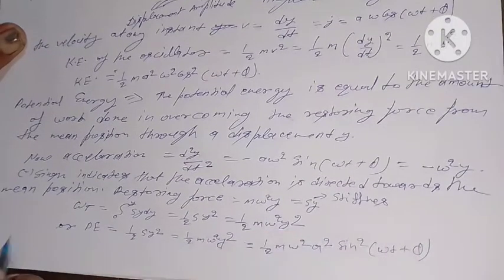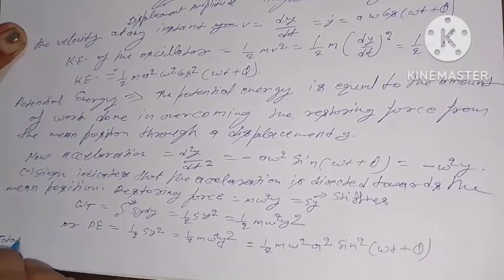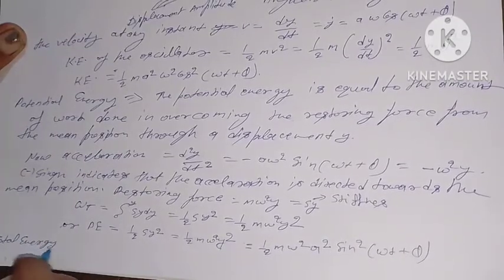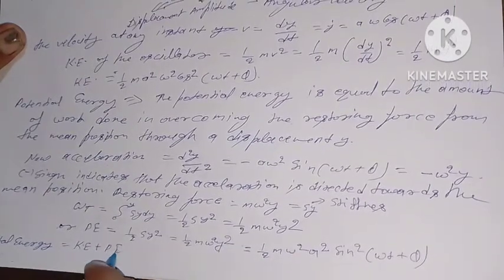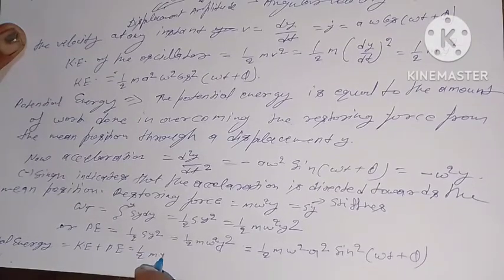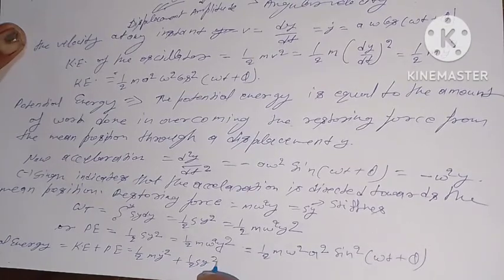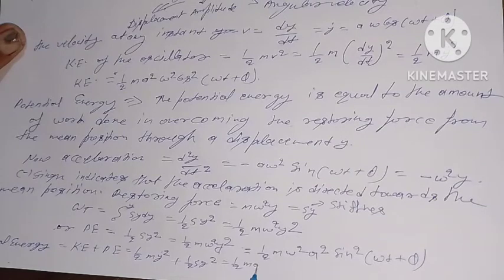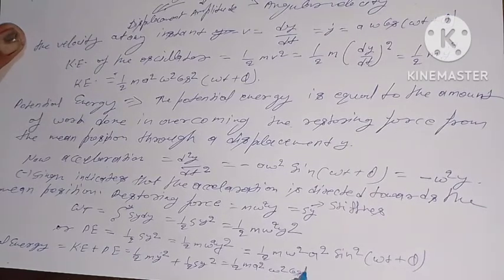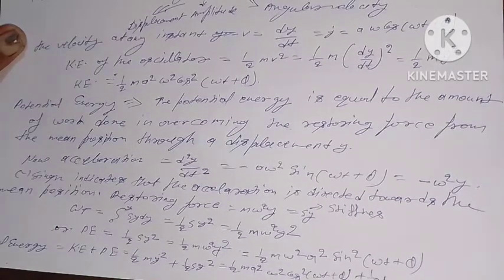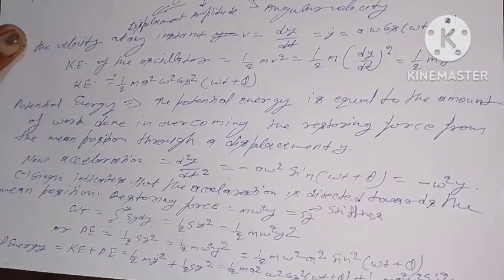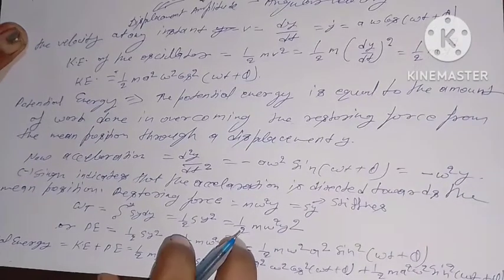Okay, then total energy is kinetic energy plus potential energy, that is 1 upon 2 m (dy upon dt) square plus 1 upon 2 S y square, that is 1 upon 2 m a square omega square cos square(omega t plus phi) plus 1 upon 2 m a square omega square sin square(omega t plus phi).